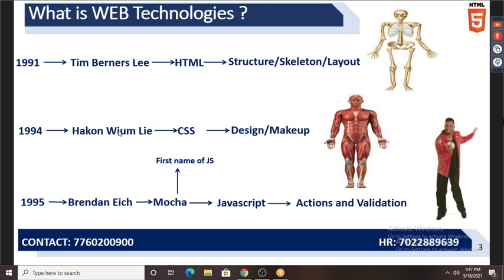And if you want, you can use only CSS and HTML also. It looks good, but you cannot validate the form data, and you cannot perform any actions like image sliding and animations when you scroll. You cannot do all these things.